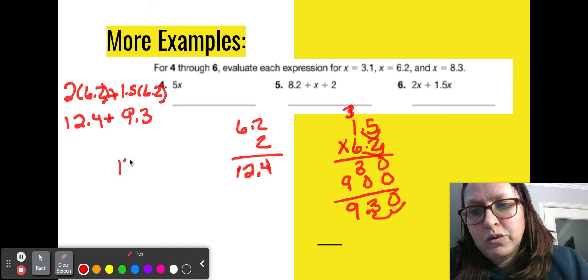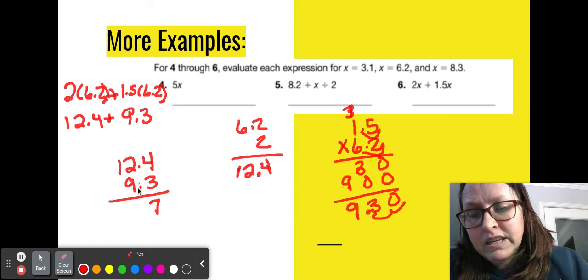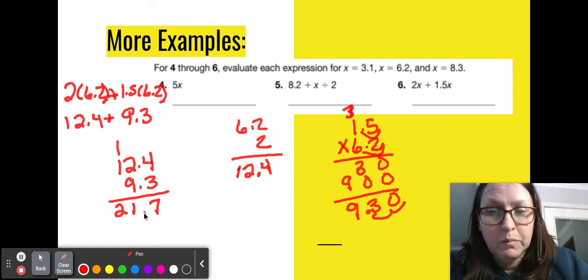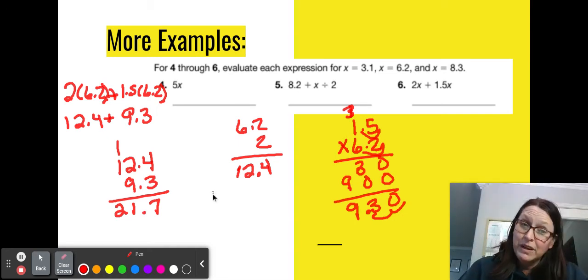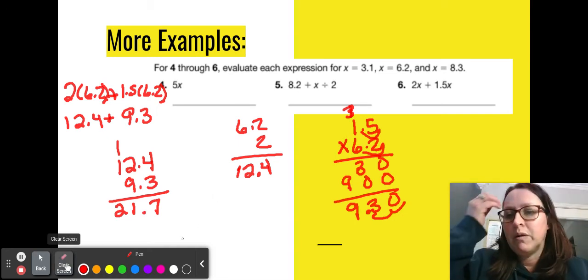So now I've got to do 12.4 plus 9.3. 4 plus 3 is 7. 9, 10, 11. 1 plus 1 is 2, and move my decimal down. Now I have 21.7. Let's solve it one more time.